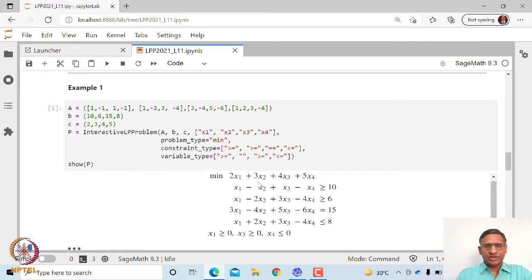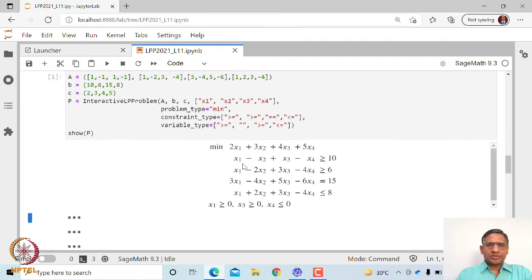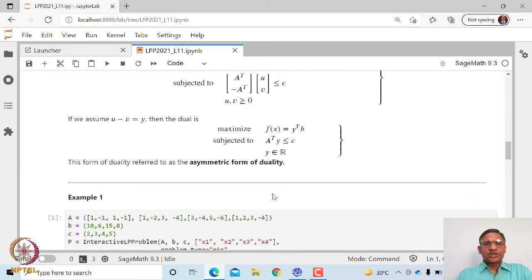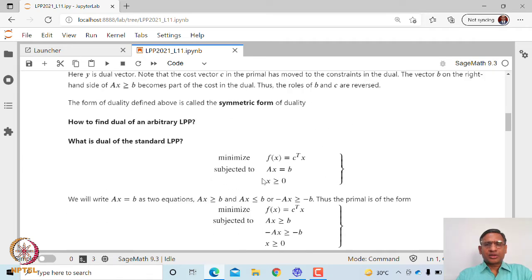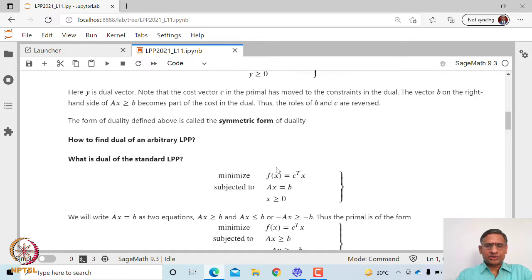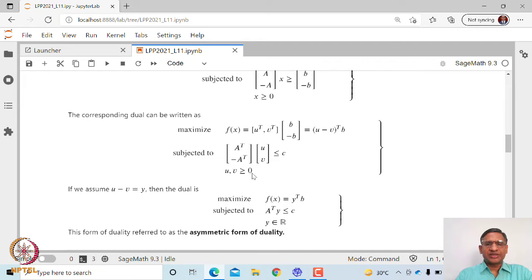Objective function is of course minimization type, right? So if you find out the dual of this, you need to convert this problem into the standard problem, which is minimization type and greater than equal to inequalities. So one can do that and write its dual and then do the transformation as we have done here.